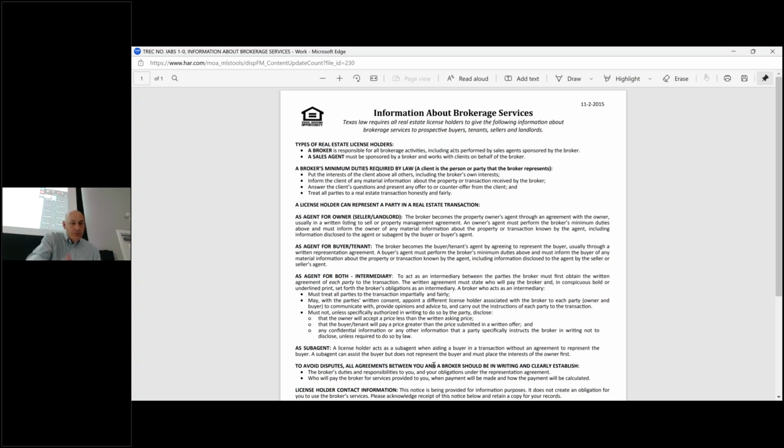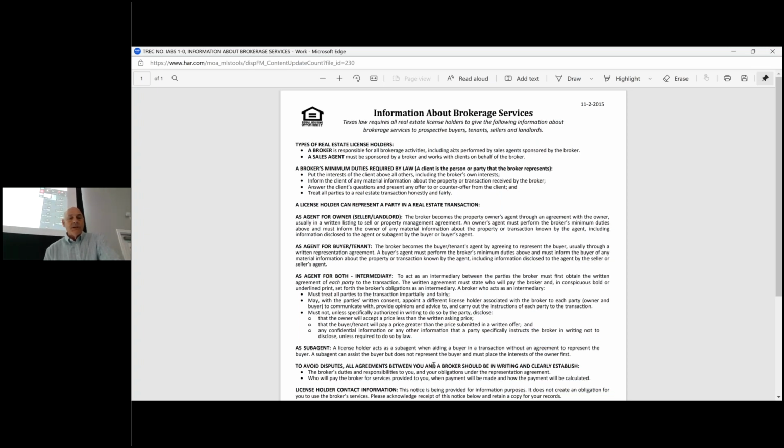So let's just go through them very quickly. The types of real estate license holders could be a broker or a sales agent. Both are licensed in the state of Texas to assist real estate clients. A broker's minimum duties required by law, and this applies to the broker and the sales agent. It applies to both, okay?